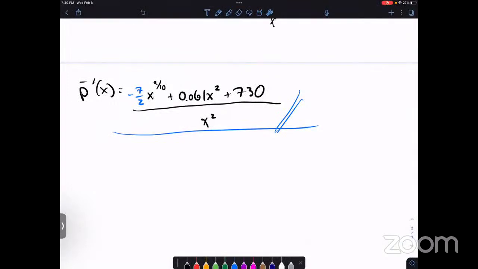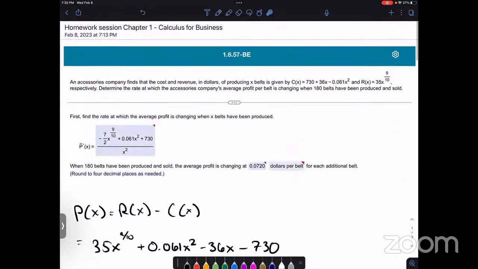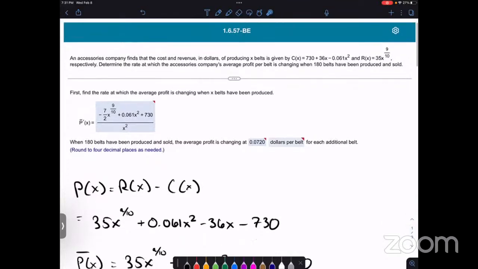But we confirmed this rate of change of the average profit. Once we get here, then we just let x be 180. We pass it through the function, and it should spit out our result. Is that okay? Okay. So yeah. Did you have another one? We can go through some more.